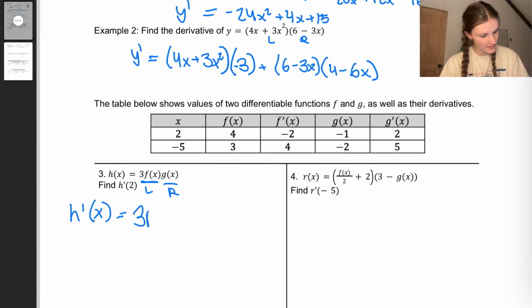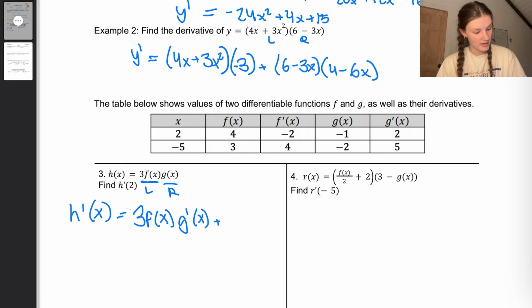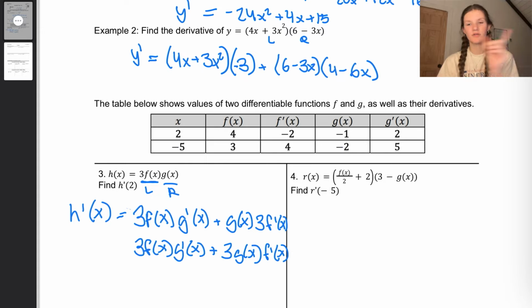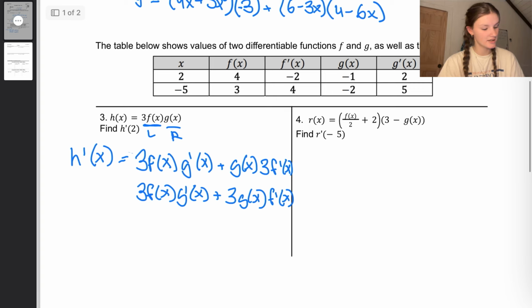So keep the left the same, times the derivative of g of x. And then keep g of x the same, the right the same, times the derivative of f of x. So now you probably realize it does not matter where you put the 3. So you don't have to write it like that. It could just be 3. So just keep the coefficient for both sides of the addition.